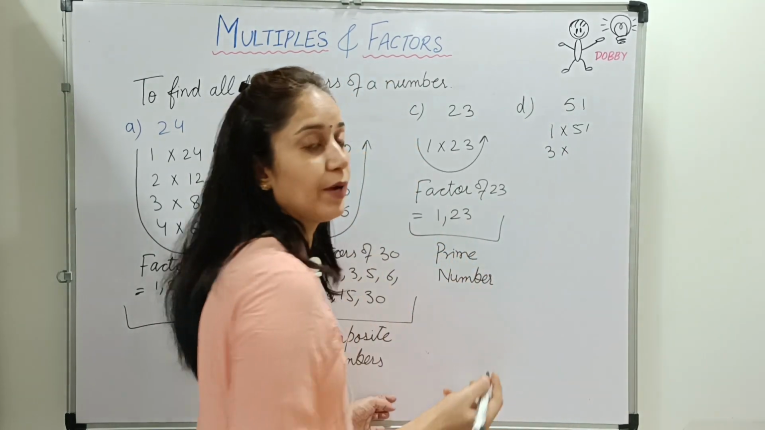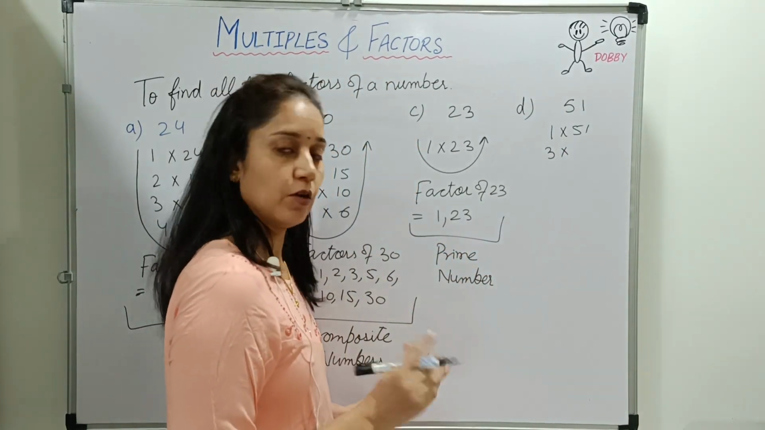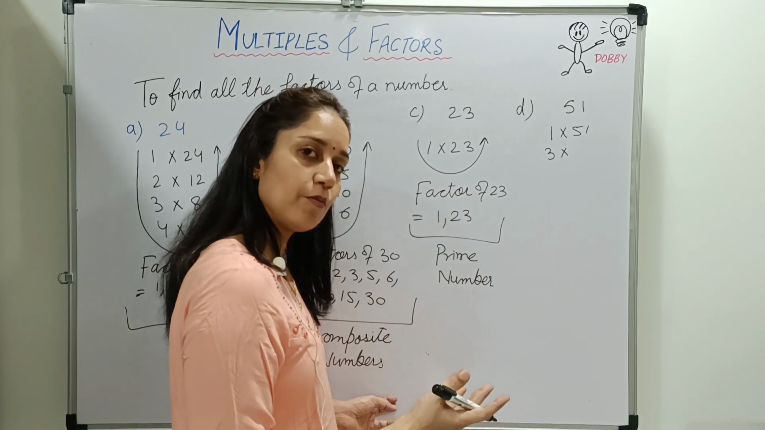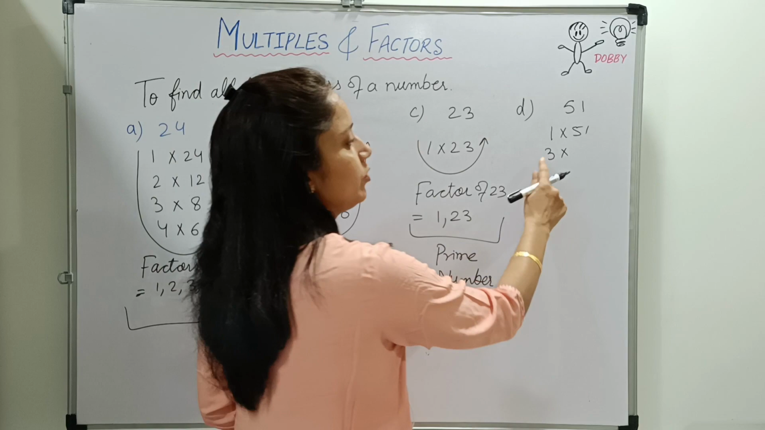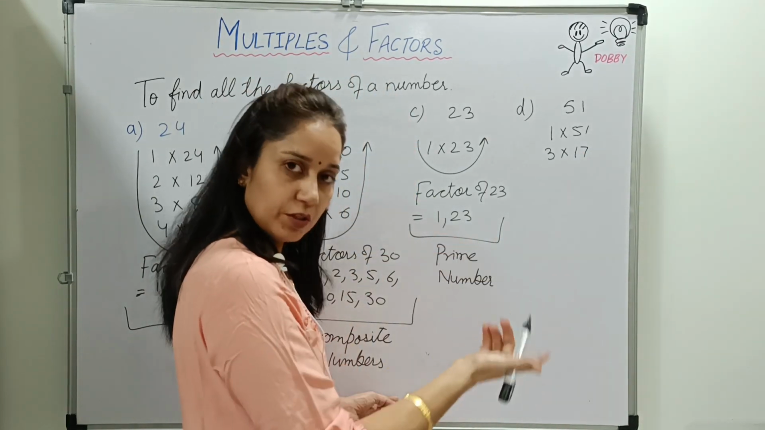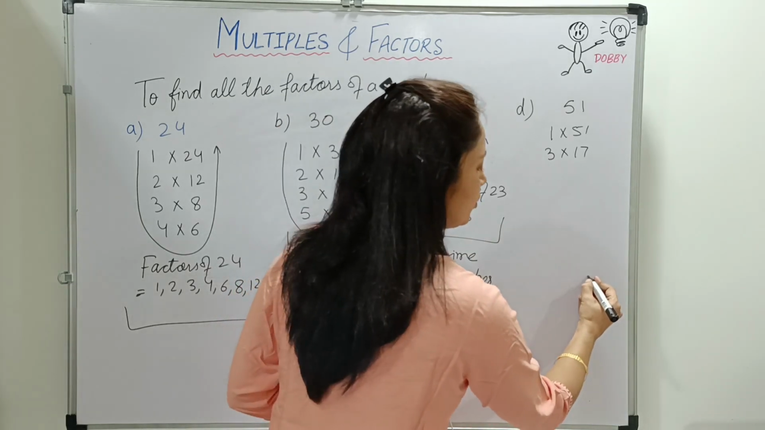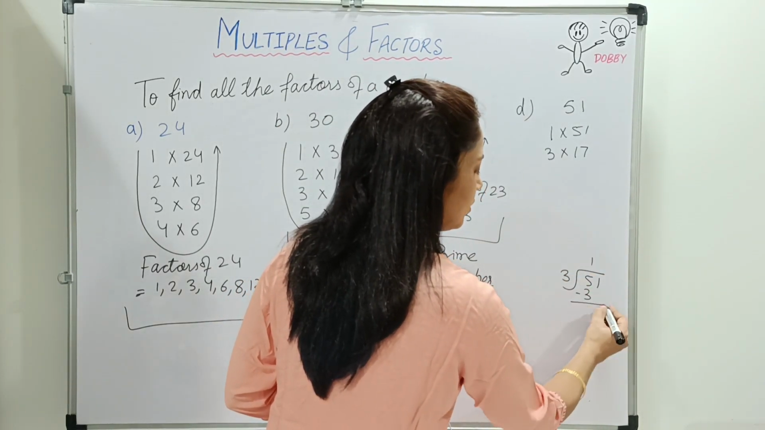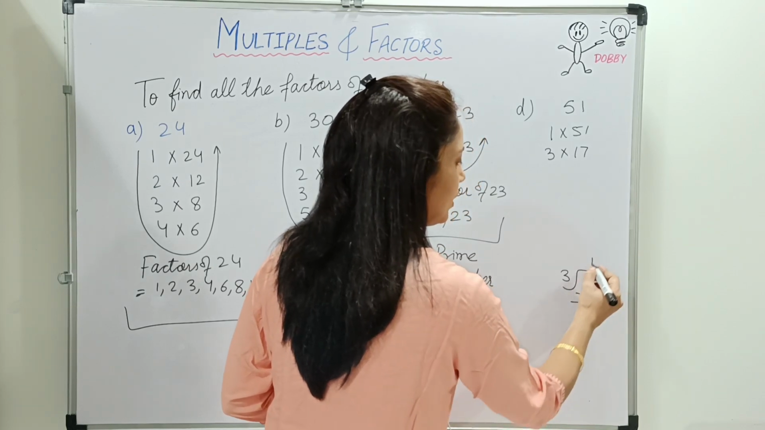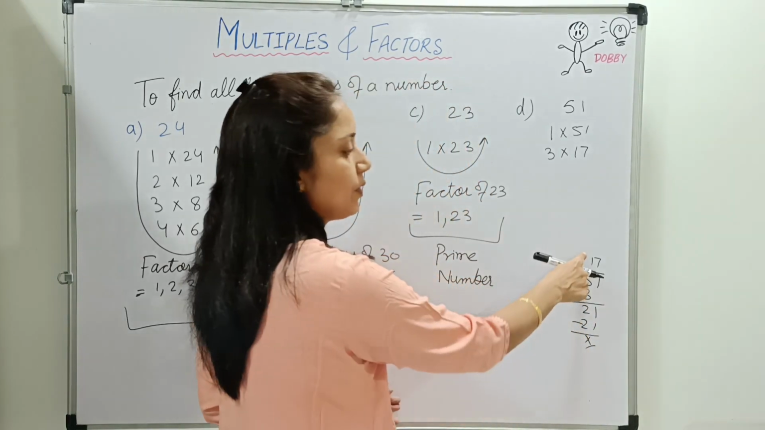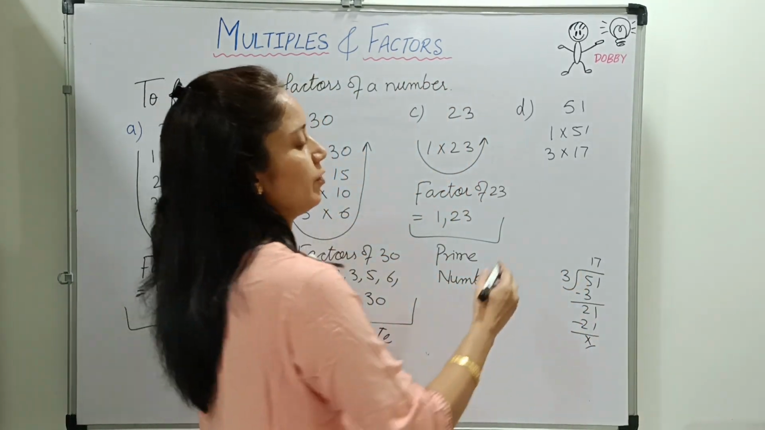If you cannot go mentally, then you have to divide. Only option is to divide. If you can go mentally, very good. 3 multiplied by 17 is 51. If you know the table of 17, very good. Otherwise, you divide 51 by 3. 3 ones are 3, 2 left. 1 copy down. 3 sevens are 21. So 3 multiplied by 17 is 51.